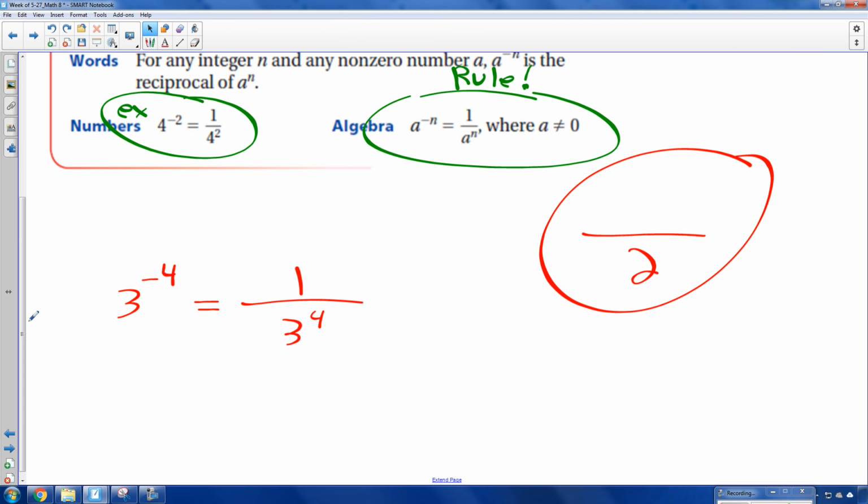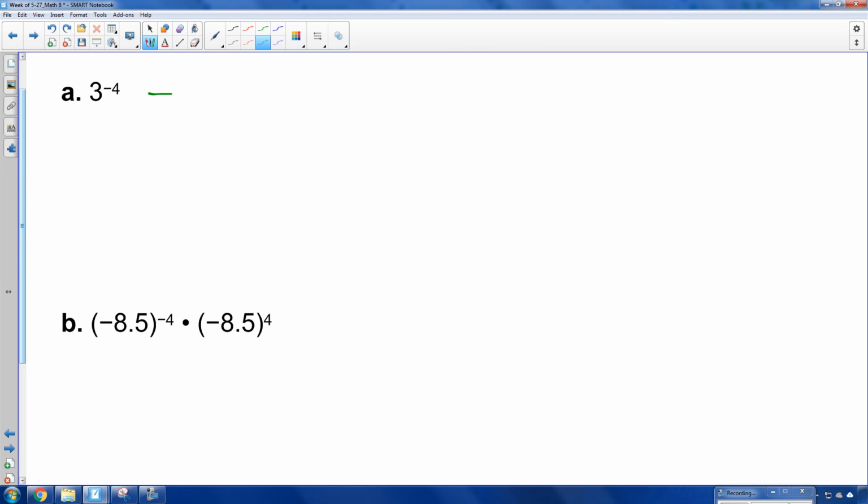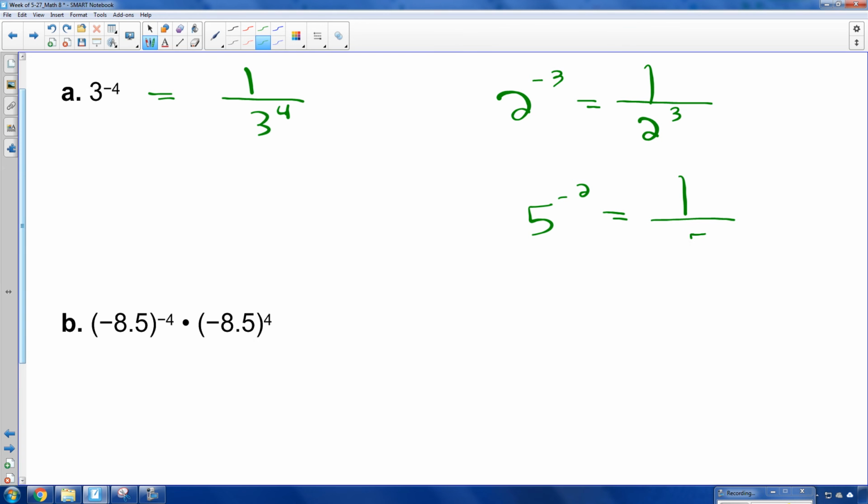So this is the big understanding, and what we want to do is just rewrite a couple of these to understand that before we wrap this up. So 3 to the negative 4th is 1 over 3 to the 4th. What is 2 to the negative 3rd? It's 1 over 2 to the 3rd. What is 5 to the negative 2? It's 1 over 5 to the 2. I changed the exponent from negative to positive, moving it into the denominator of the fraction. That is the big takeaway.